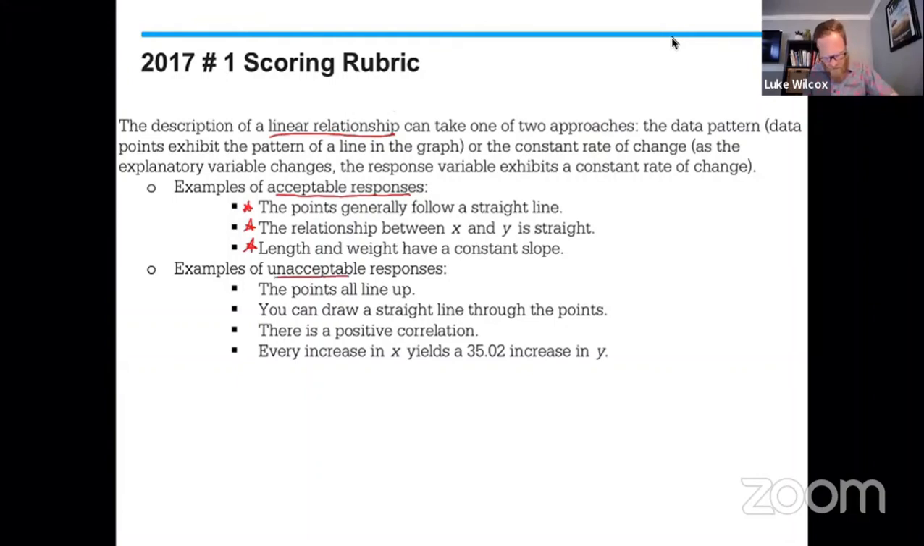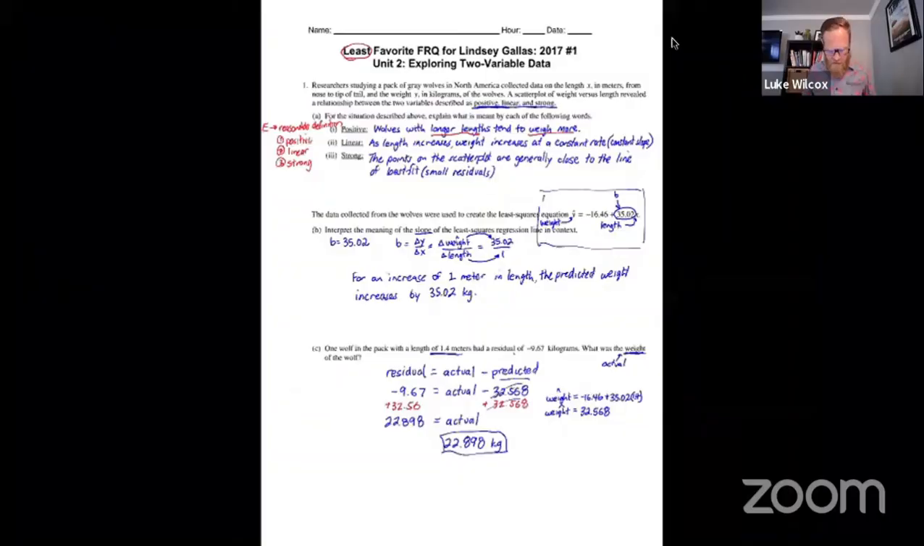And now the unacceptable responses. The points all line up. Not quite enough there. You can draw a straight line through the points. Well, it turns out you can draw a straight line through any points, whether they're linear or not. There is a positive correlation, or every increase in x yields a 35.02 increase in y, also unacceptable responses. So I think our response looks okay here. We definitely referenced the idea that there is a constant slope.